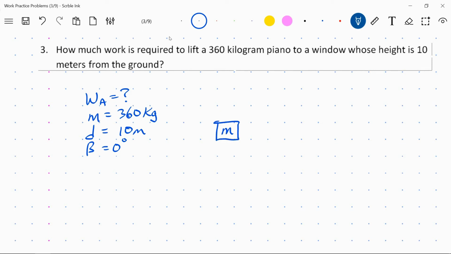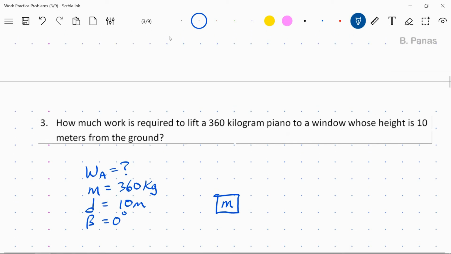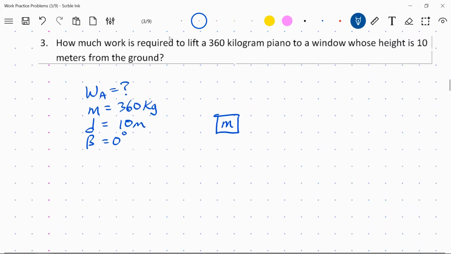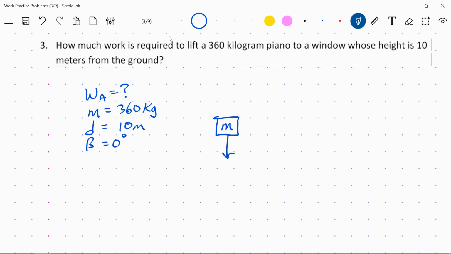If there is this piano, which I'll just represent as a generic box here, while it's being lifted, there will be no ground or, in other words, no normal force that's relevant to the piano. So it would have a downward force of gravity, and it will have this upwards force applied.